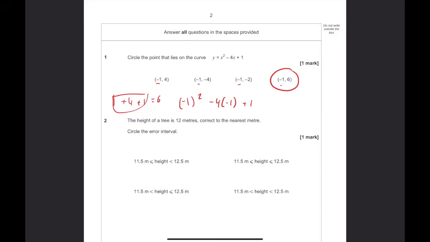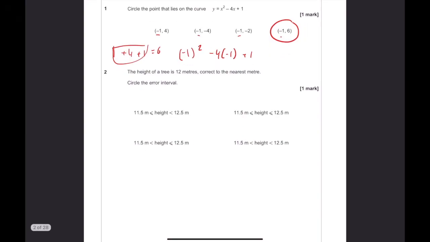The height of a tree is 12 metres, correct to the nearest metre, circle the error interval. All the numbers are the same, you just want to look at the inequalities here, because it can be 11.5, but it can't be 12.5. So it can't be equal to the 12.5 as well.